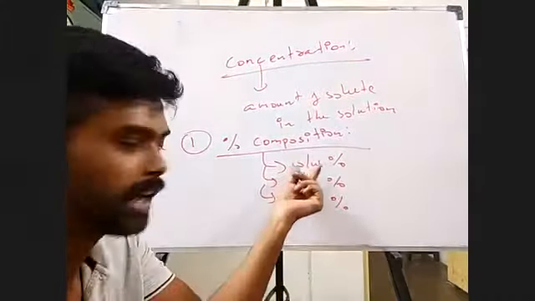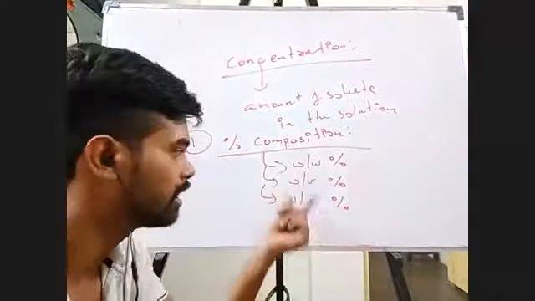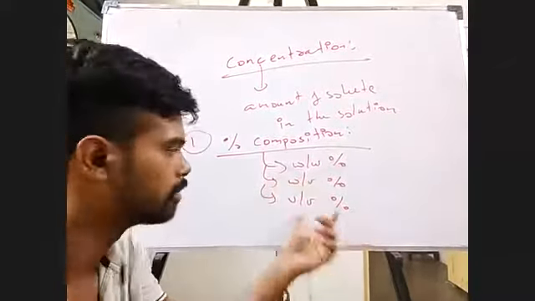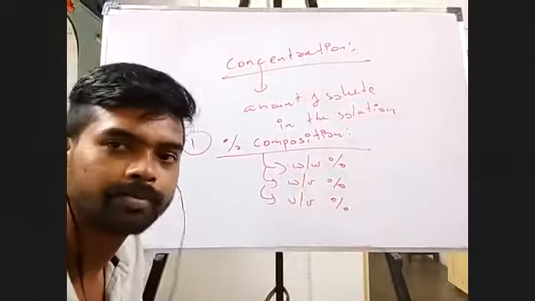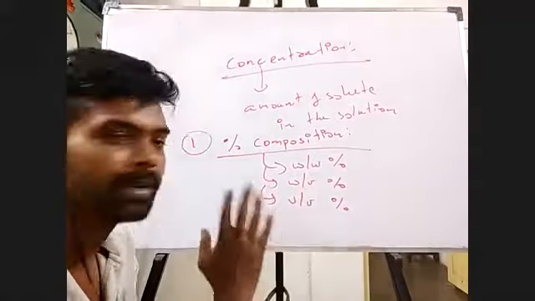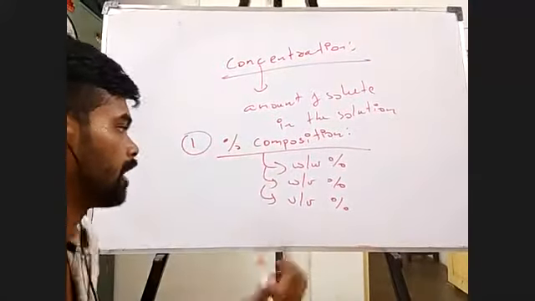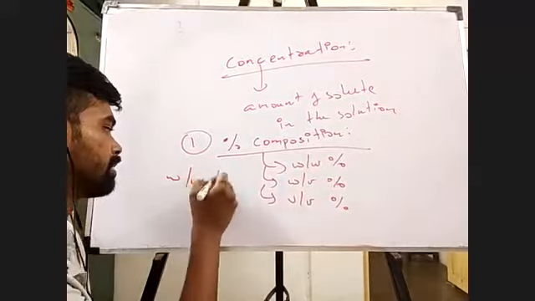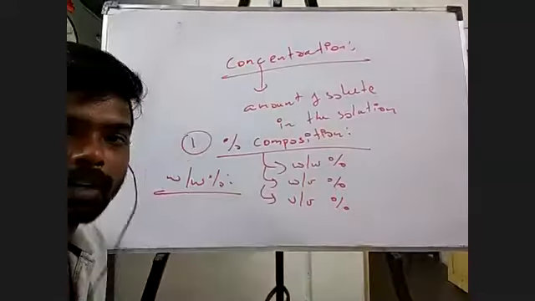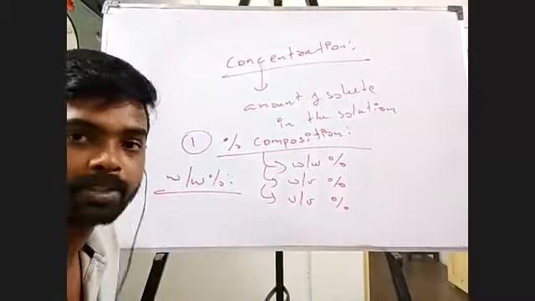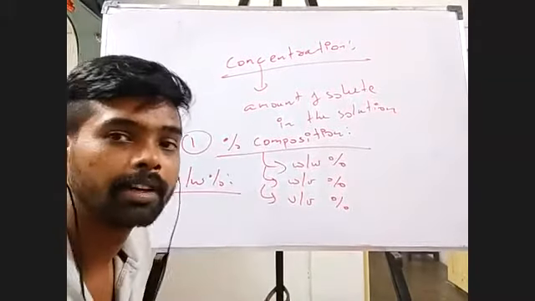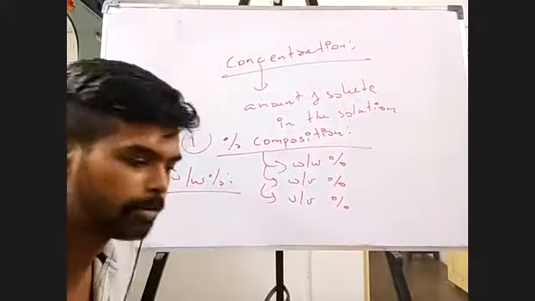Okay, so the first case is entirely spoken in terms of mass. Second, mass and volume. Third, volume alone. Right. Okay. Now first we'll take down the definition. First we'll go for W by W percentage. Okay, we'll take W by W or M by M percentage. And we'll quickly take down the definition.